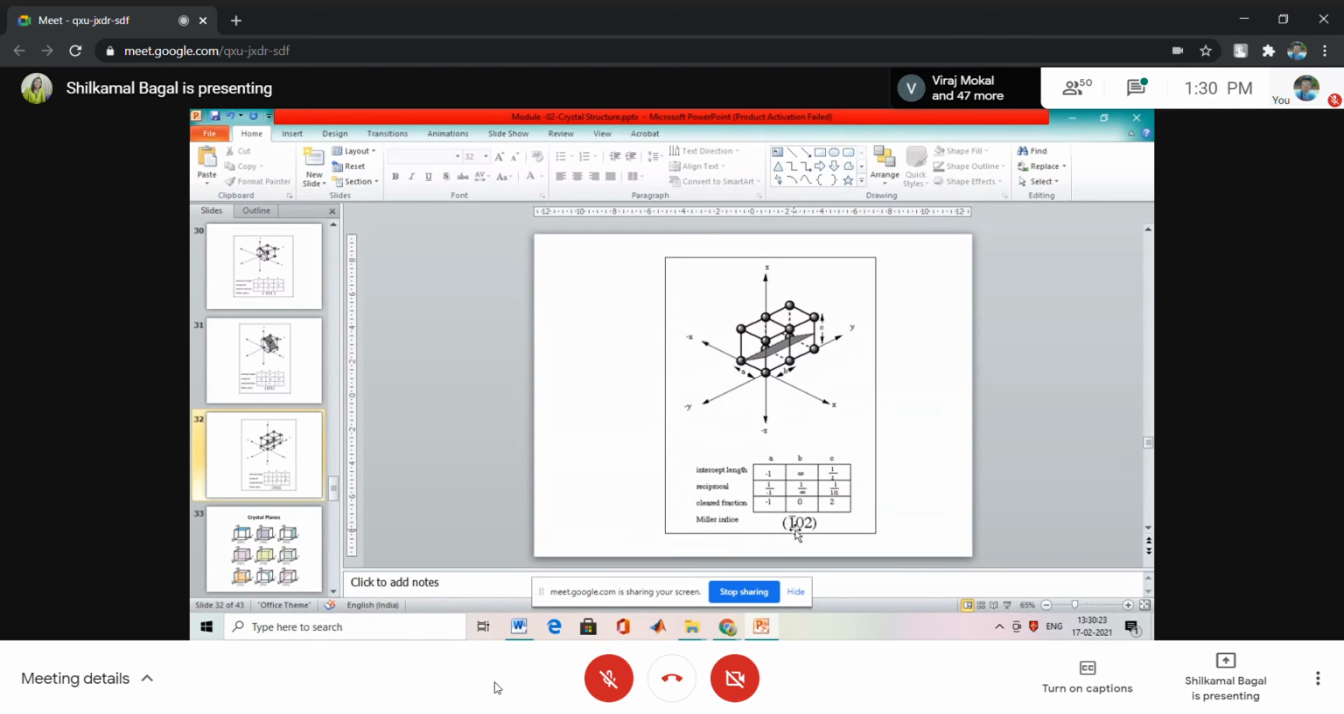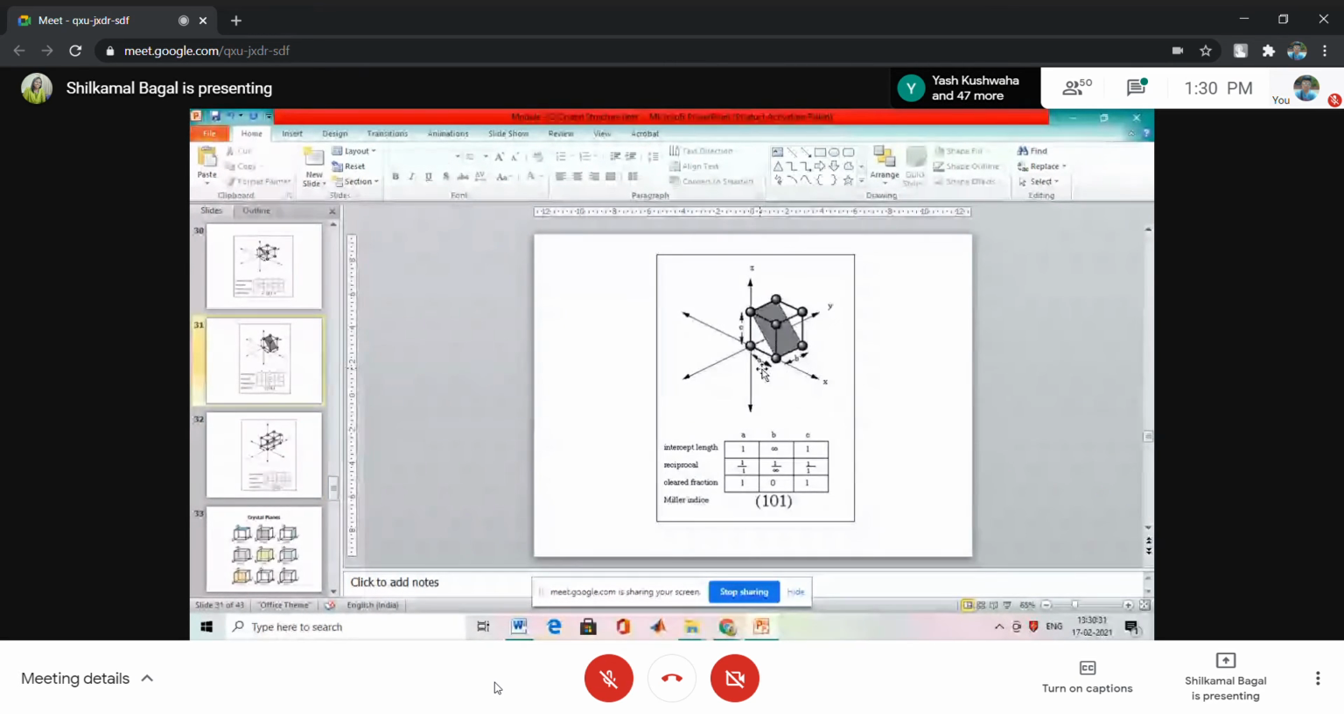As the indices bar 1 0 2. Okay, so to draw this plane, we have to take the origin here. See in this diagram, if we take origin as it is here, then we can draw the intercept of the given plane with the negative side of the axis. Negative side कहाँ आएगा? यहाँ आएगा.